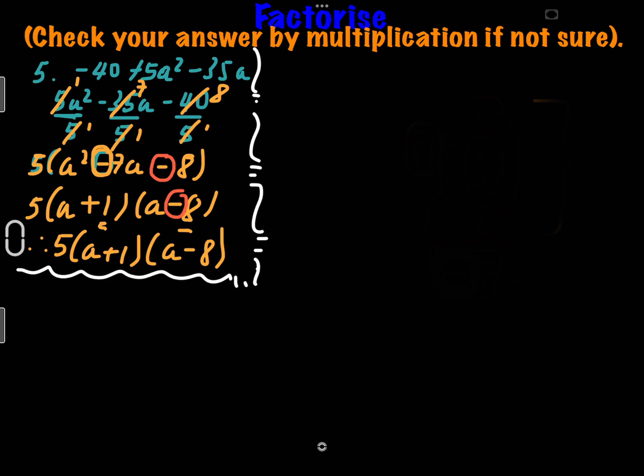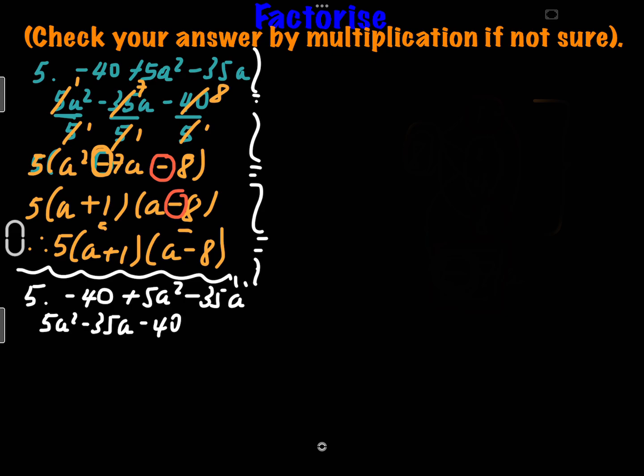Now, our second approach can be like this. We have negative 40 plus 5a squared minus 35a. Writing this in descending form, we have 5a squared minus 35a minus 40. Okay, so what we need to do now in this case is find two factors of the leading term, which in this instance is 5a squared.